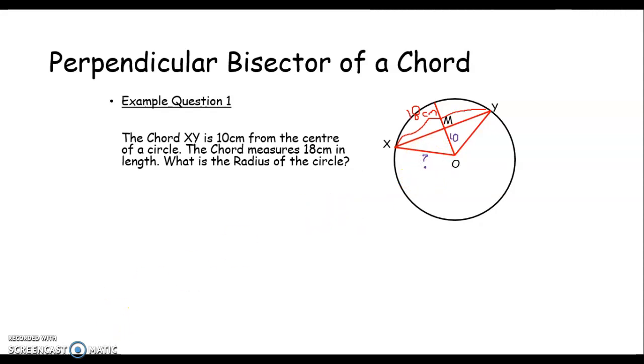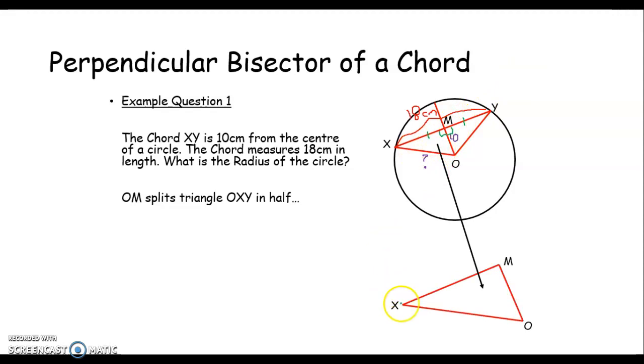Now, if we go back and look at our important information, we know that the radius is bisecting the chord, so it's splitting it into two equal pieces, and it's meeting at 90 degrees. So you can see here we have a few right angle triangles, and that's what we can use to help us find the radius. If we take this triangle out and make it bigger, triangle XMO, we'll write down all the information we know. So this is 9 centimeters.